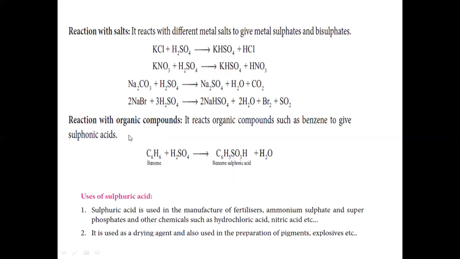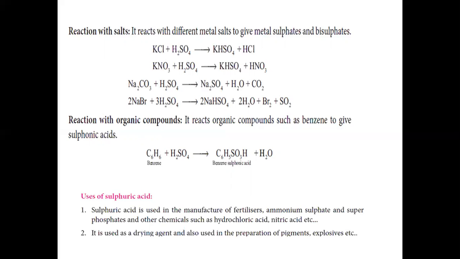Next, reaction with organic compounds. Benzene reacts with sulfuric acid, and one hydrogen is replaced by an SO3H group. So we get C6H5SO3H, which is benzene sulfonic acid, plus water.